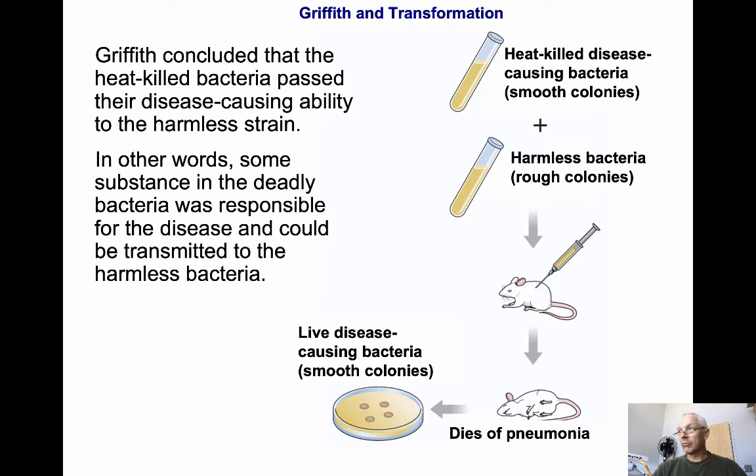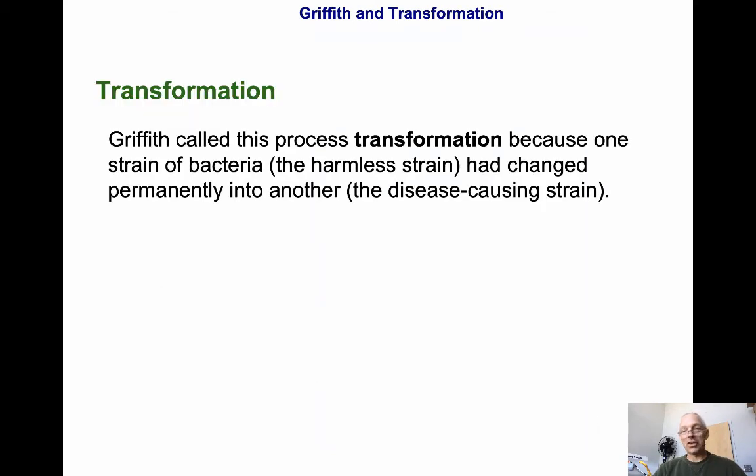Well, we know that this process is called transformation. And if you want to know exactly how it happens, I can tell you. But we're not going to do that in this video. It would be a little longer than I want it to be. But that transformation caused those harmless bacteria to become deadly. Something in the disease-causing bacteria was transmitted into the harmless one, causing them to change into the deadly form.